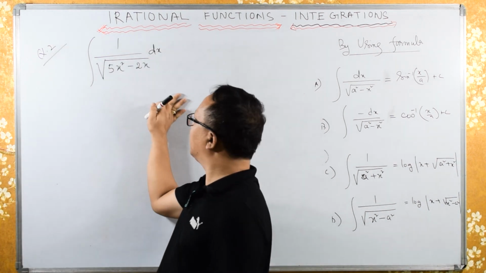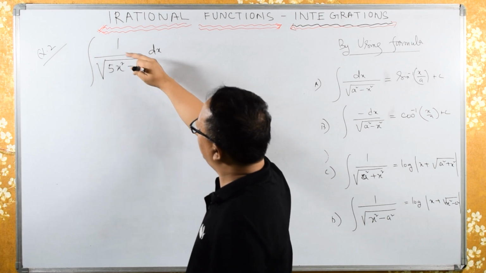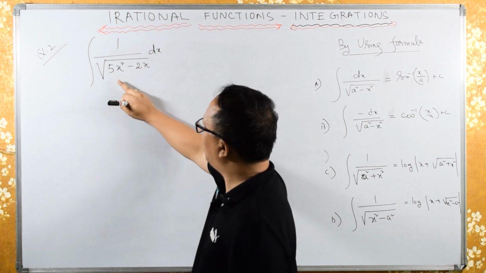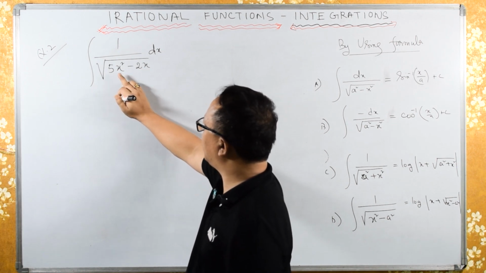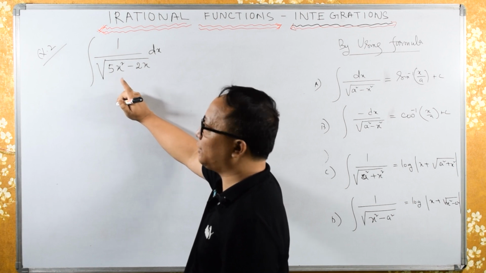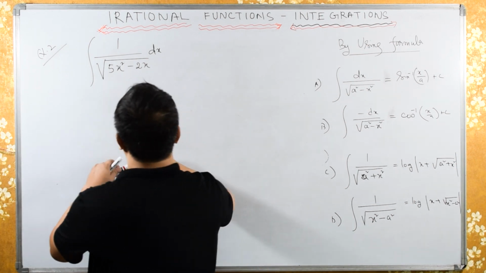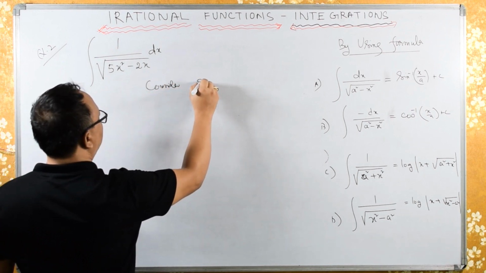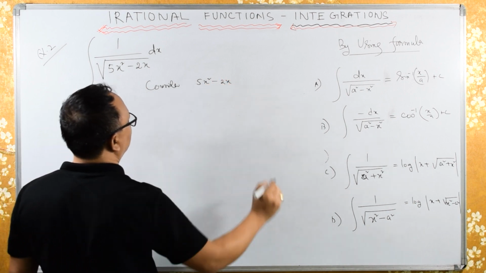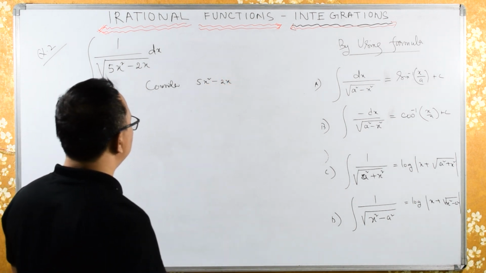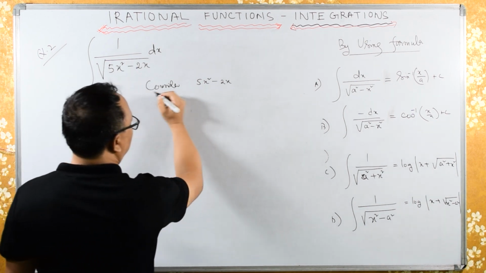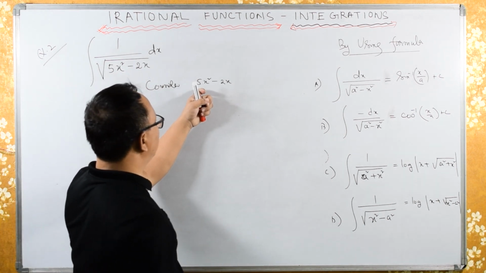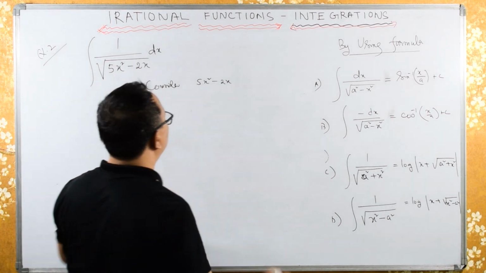Let's take the next sum over here. Now it is the integral of 1 upon square root of 5x square minus 2x. Now what we can do is, as I told you, we have to make the coefficient of x square unity. So let's see. Consider 5x square minus 2x. From here I can take 5 common. Why? Because the coefficient of x square should be one, so that I can make a perfect square.